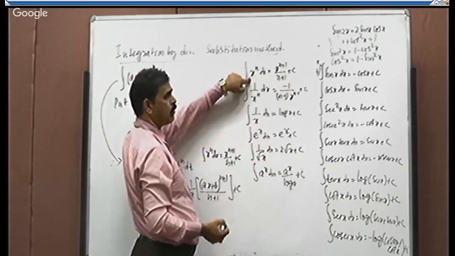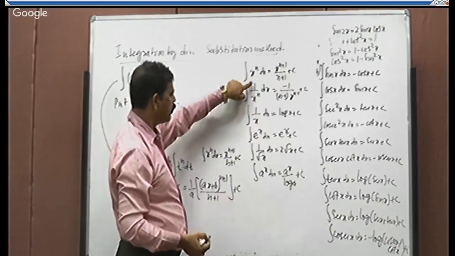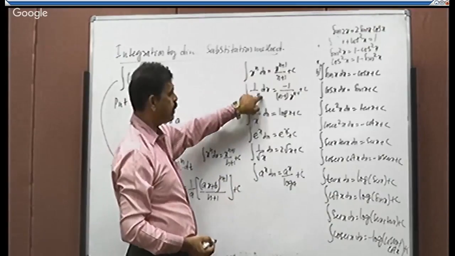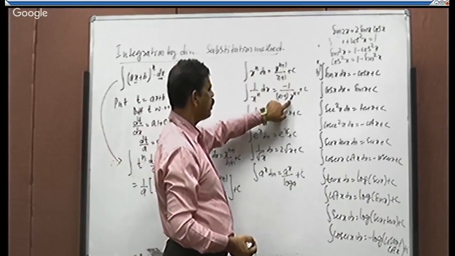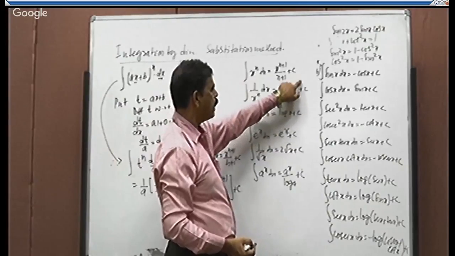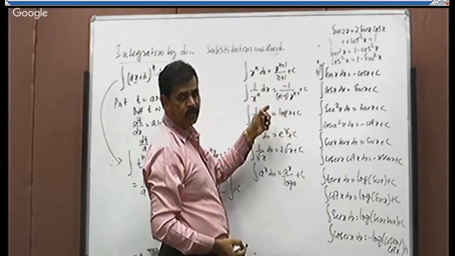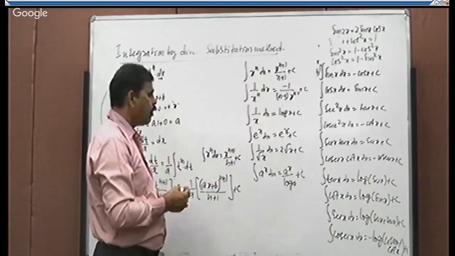1 divided by a. What is a? A is the x coefficient. Suppose it is 1 by (ax plus b) to the power of n, what will be the answer? Minus 1 by (x plus b) to the power of n minus 1, into 1 by a. What is a? The x coefficient. Right?